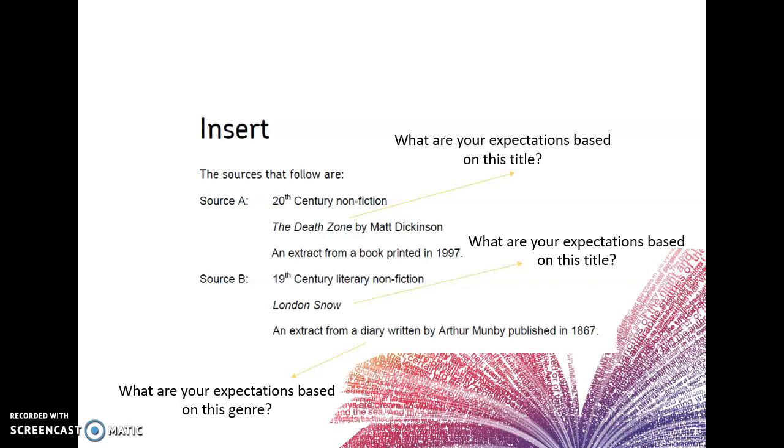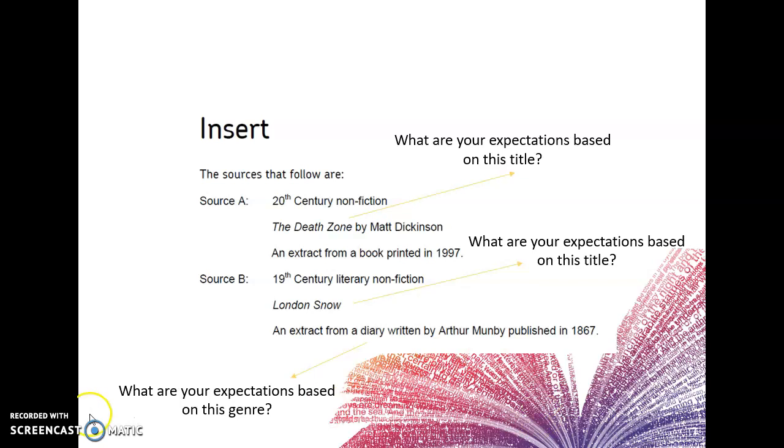With source B, it's an extract from a diary written by Arthur Munby, published in 1867. Because it's a diary, again, you've got expectations based on that genre. So you know it's going to be a first person piece, you know it's going to be expressing an experience from that first person point of view, so it's likely to have thoughts, experiences, feelings, emotional reactions to what's happening there as well.